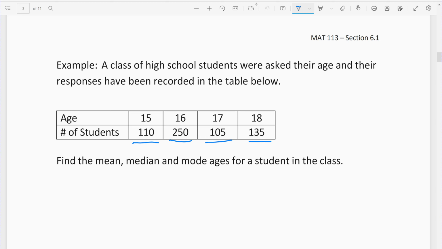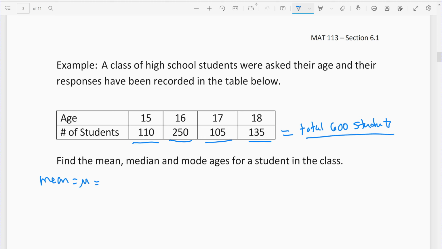So again, I'm going to find the mean first. The mean would be the average. And so you add up all of those. The first thing I'm going to find is my total, so I know what to divide by. Alright, total. We're going to add up all of these. So you add the 110, the 250, the 105, the 135. So there's a total of 600 students. Alright, so that's what we're going to divide by.